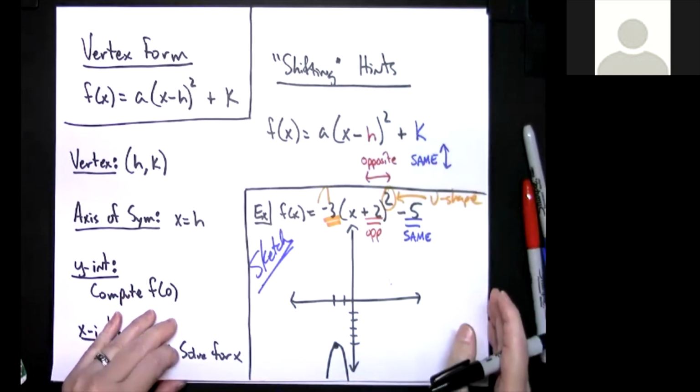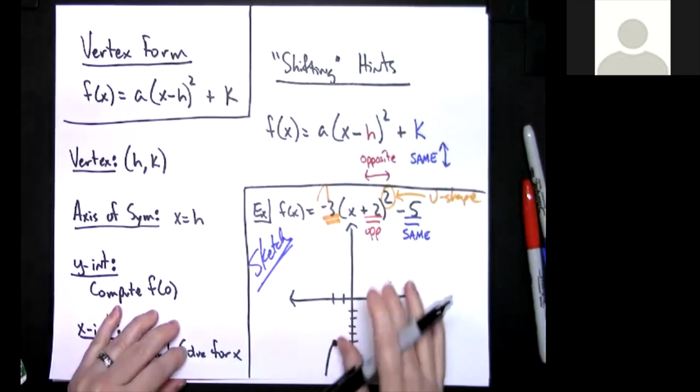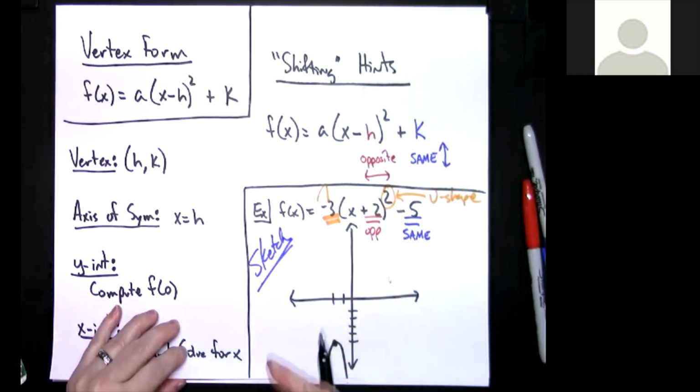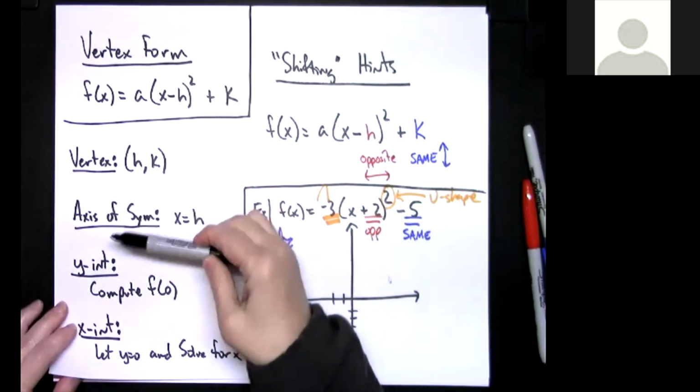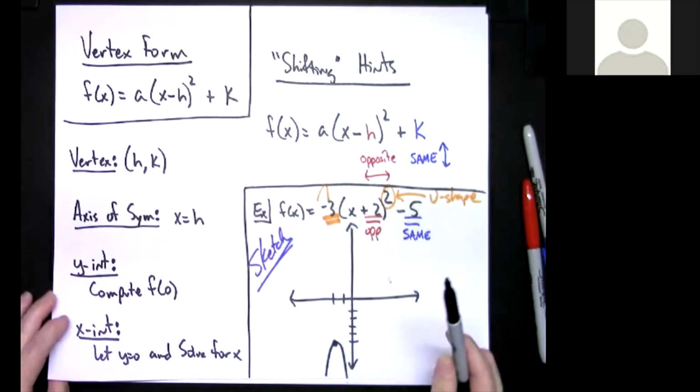Now, unfortunately, in my math lab, you're not going to do this, because you're not doing it on paper and pencil. You're doing it on the computer. So you're going to actually be finding the vertex, the axis of symmetry, the y-intercept, the x-intercept, and then actually graphing it.